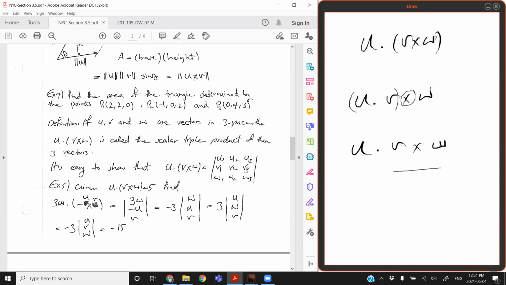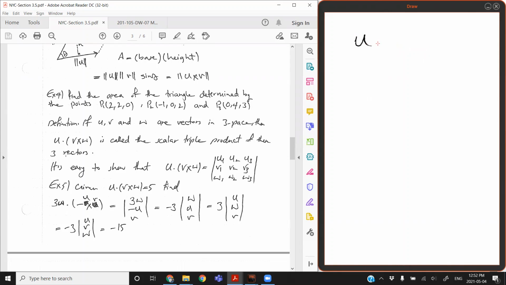Now, it is very easy to show that the scalar triple product, which is going to be a real number, because this is a vector and this is also a vector, and when you use the dot product for two vectors, you get a scalar. It's easy to show that this is going to be the determinant of a matrix which has U as the first row, V as the second row, and W as the third row.